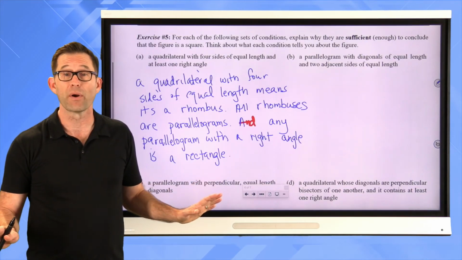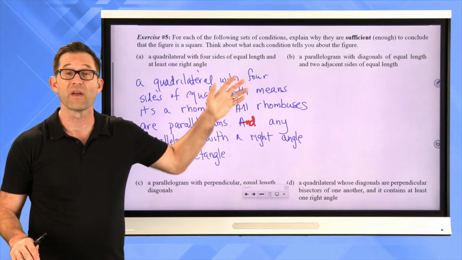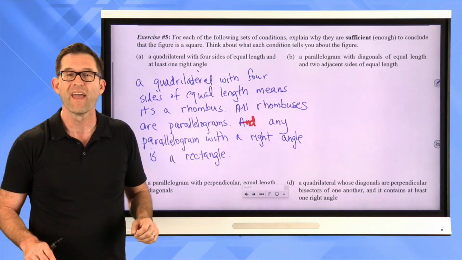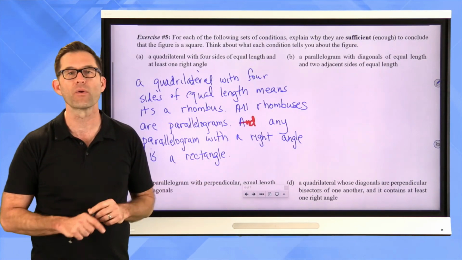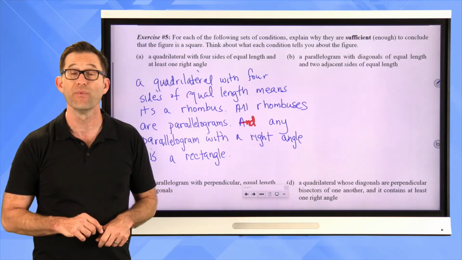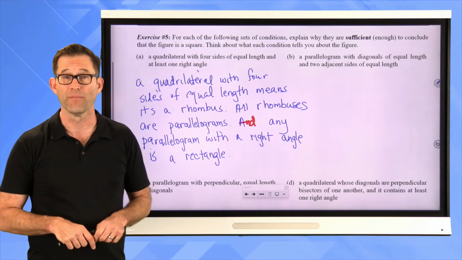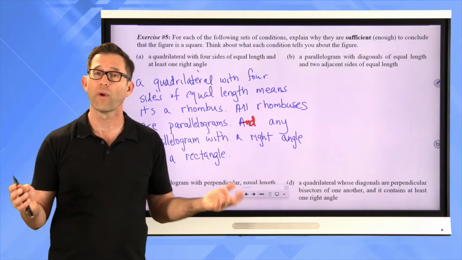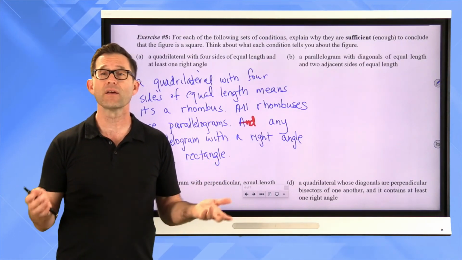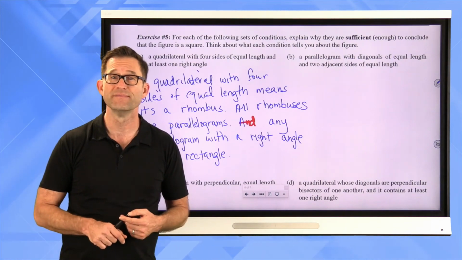All rhombuses are parallelograms, so automatically, because we have a rhombus, we have a parallelogram. And any parallelogram with a right angle, and you explored this a little bit on one of the homework sets, is by default a rectangle. So as soon as we've got a rhombus that's also a rectangle, we have a square. Let's take a look at letter B.